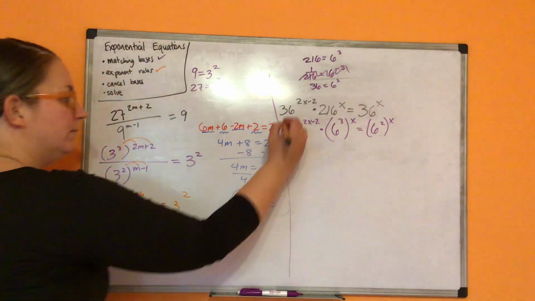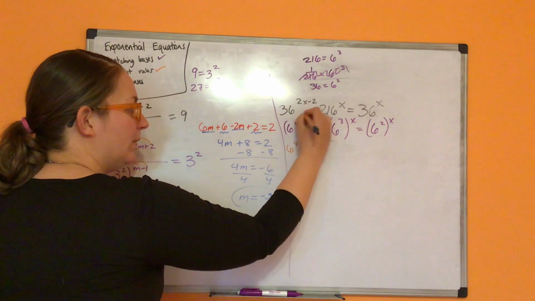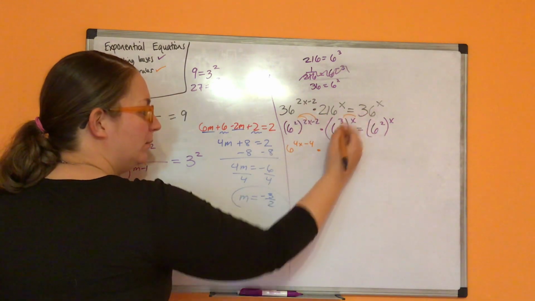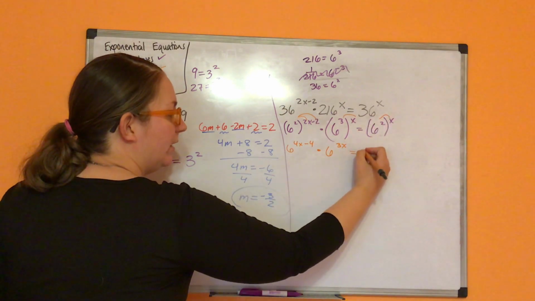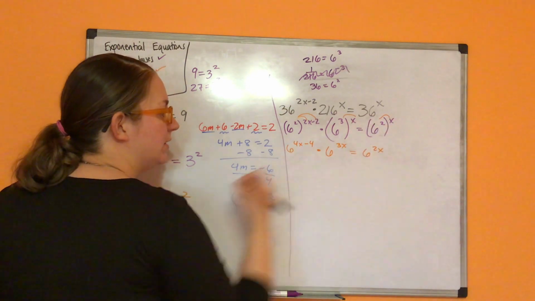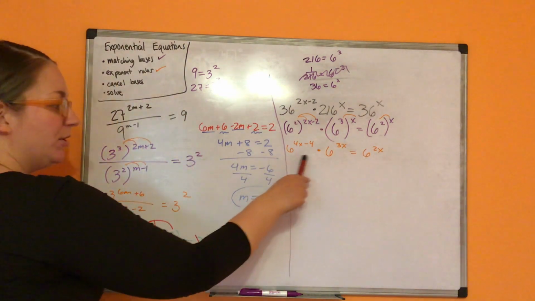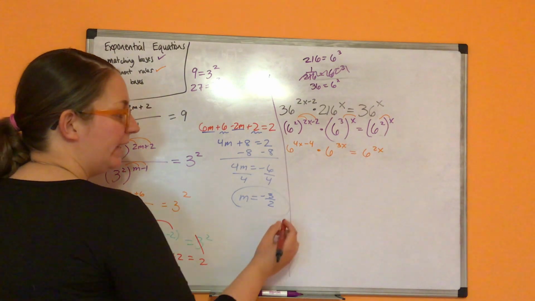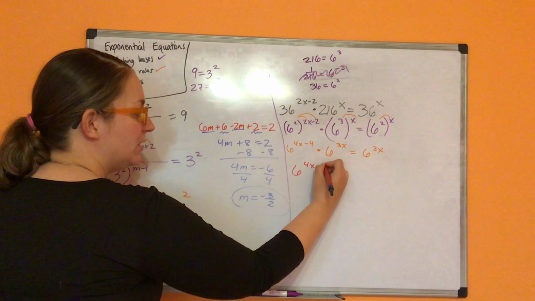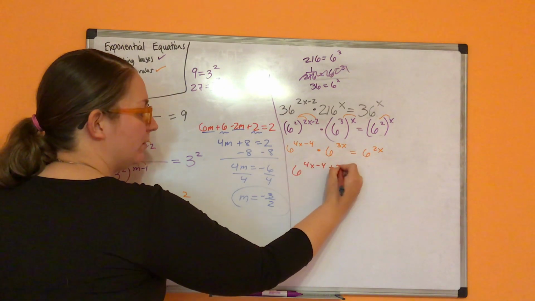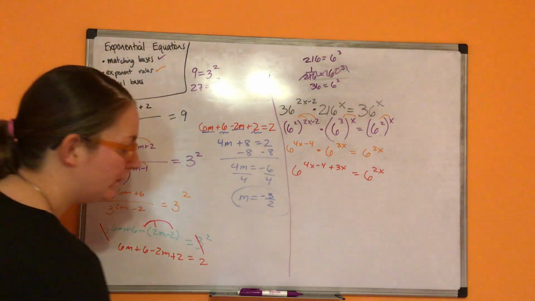Lots of distributing. So multiplying by 2, I get 4x minus 4 here. Multiplying by 2, I just get 3x. Multiplying by 2, I get 2x. Thinking back to our exponent rules, when I am multiplying 2 things with the same base, I'm going to add the exponents. So this becomes 6 to the 4x minus 4 plus this exponent 3x. Other side stays the same.